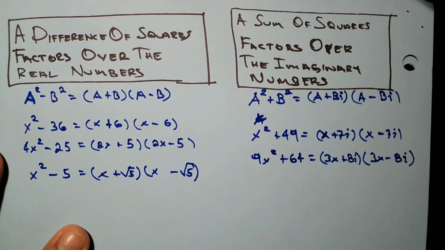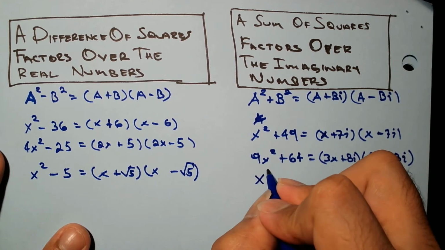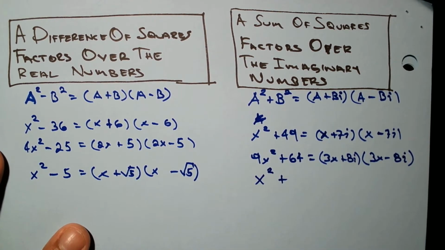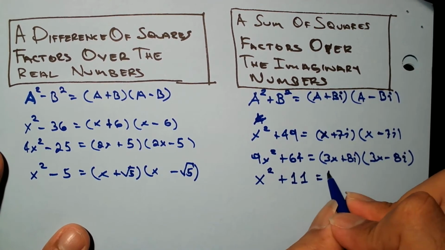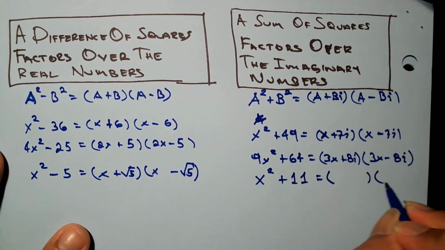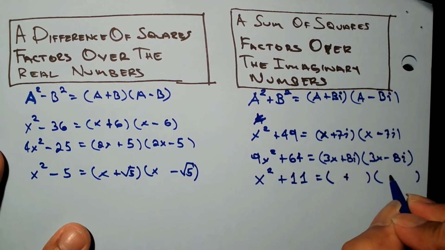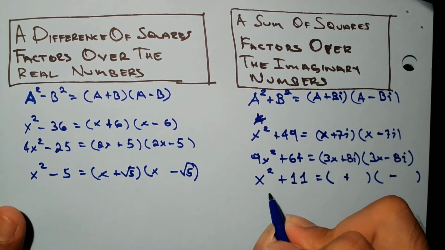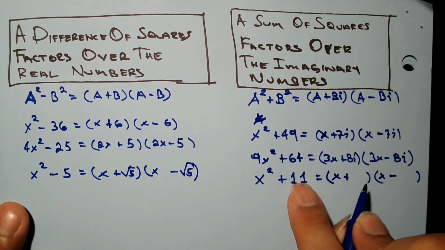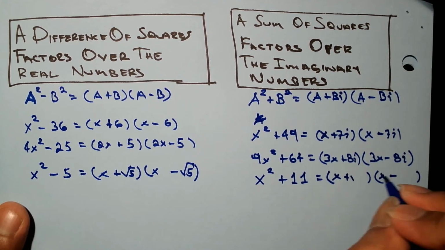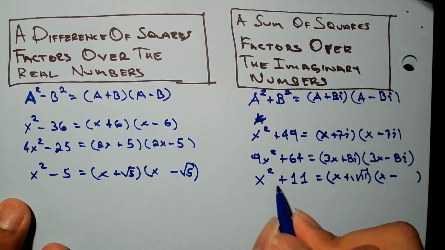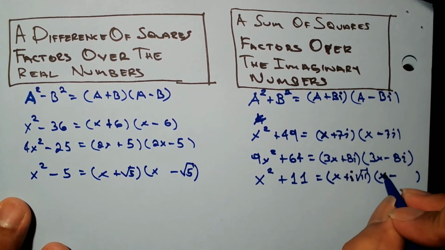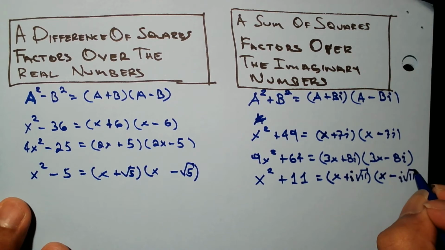Can we have something like a term that is not a perfect square? Why not? Let me make something up: x squared plus 11. In this case, I'm going to have the product of two conjugate binomials, a plus and a minus. The quantity whose square is x squared is x, and the quantity whose square is 11 is the square root of 11. However, because in this case it's a sum, I'm going to add an i multiplying the radical. Same here, i times the square root of 11.